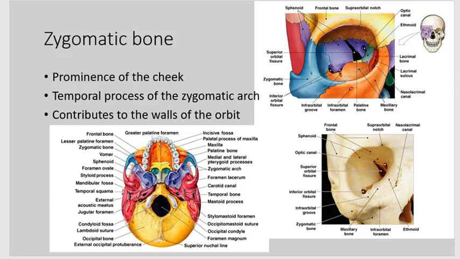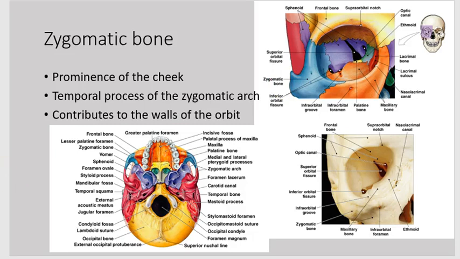Then we get to our zygomatic bone. This is the bone that gives you the prominence of your cheek. So when people talk about their cheekbones, you're talking about your zygomatic bone. It has a temporal process. If you remember, the temporal bone had a zygomatic process. Well, the zygomatic has a temporal process that meets up to form the zygomatic arch with the temporal bone. It also contributes to the wall of the orbit.